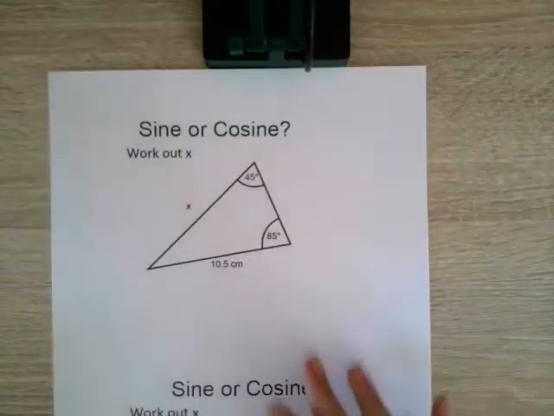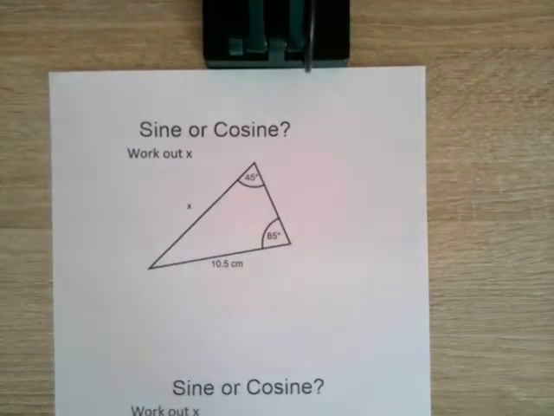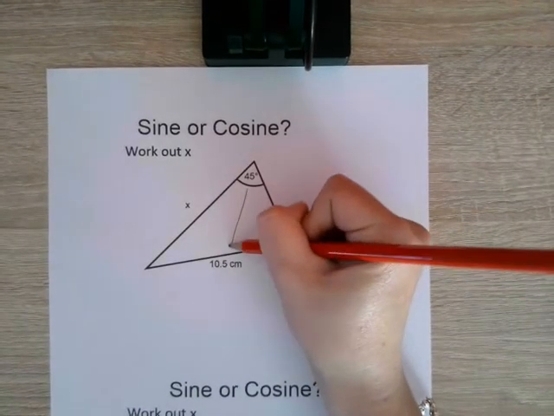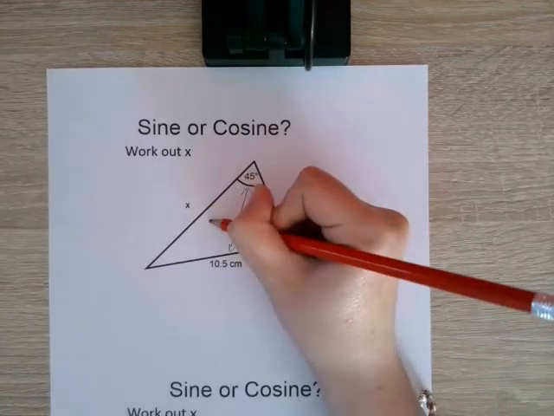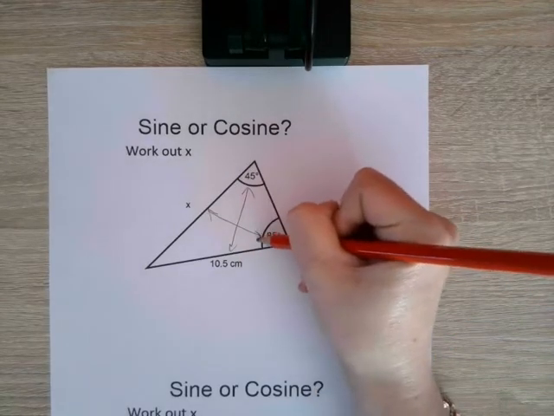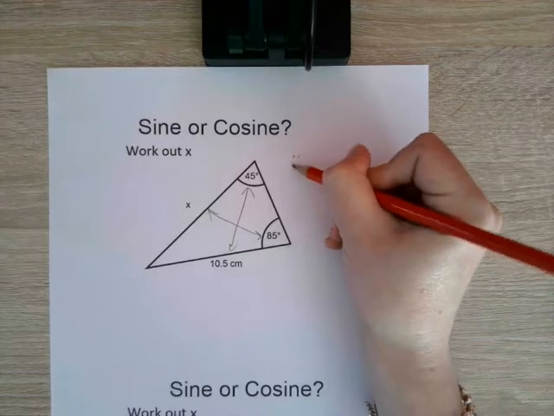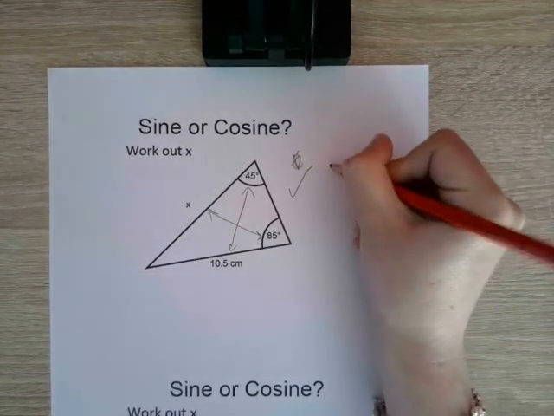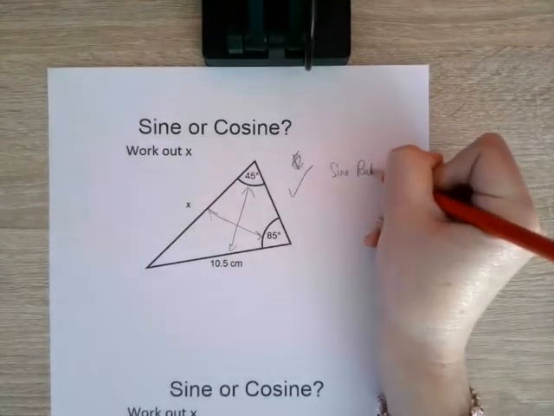The next one, so again, have a think about it. So this one, 45 is opposite 10.5, so that's one matching pair. X is opposite the 85, so that one works, or maybe we shouldn't draw a smiley face because then that looks like a C as well, so we'll do a tick for that. So therefore that is sine rule.